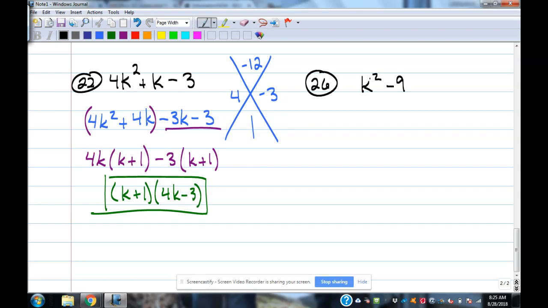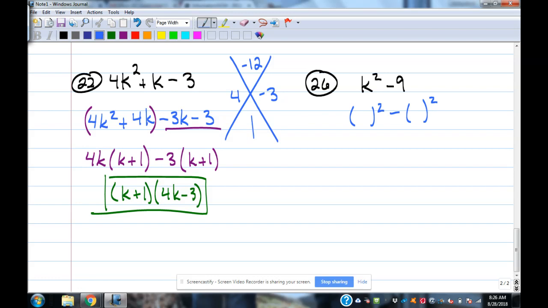Descending order, check. GCF. Not 1. How many terms? 2. So that tells us we should be looking for a what? Difference of squares. Is there a minus sign in this problem? Yeah, so that means it probably is a difference of squares. When you see that 2-term thing with a minus sign in it, you want to think, okay, can I rewrite this as a difference of squares?